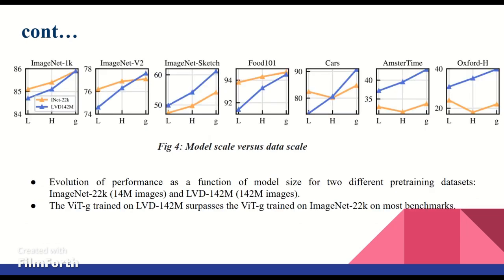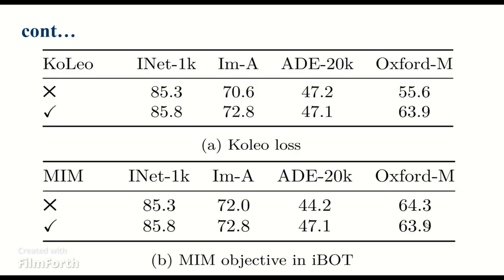So now we move forward. This is a figure which shows the model scale versus data scale. This figure shows how scaling models with high quality data matters across benchmarks like Cars, Food-101 and Oxford-H. The ViT-g model trained on LVD-142M consistently beat the same model trained on ImageNet-22K. More data, better models gives better results, as we already know that. So it's all about this figure. So next we move forward.